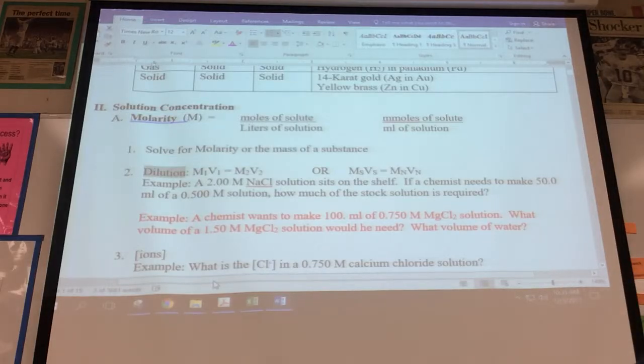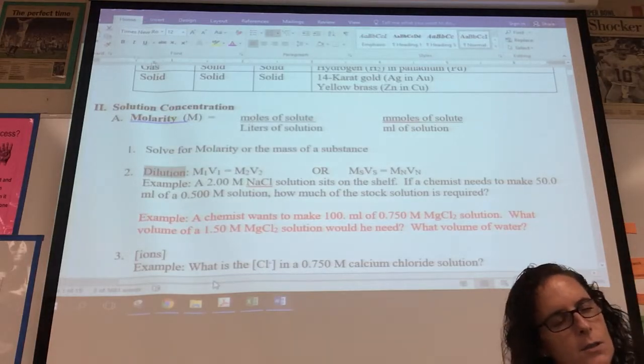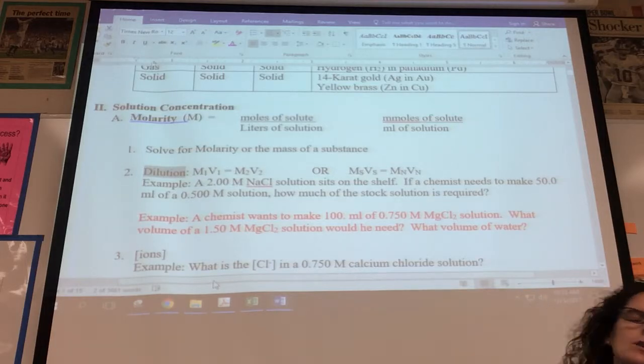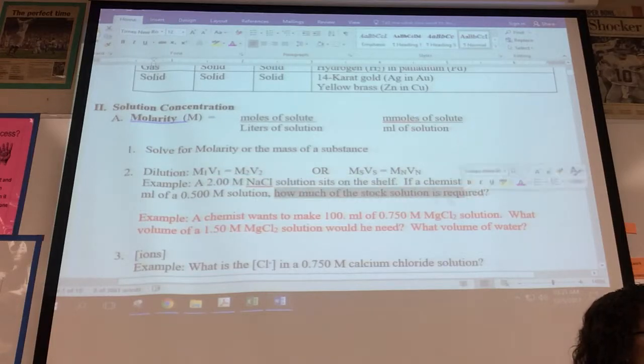You know how to solve for concentrations of new solutions, or how to determine how to make new solutions using dilution. We talked about this earlier in the year. For example, if you have a 2 molar solution of sodium chloride on your shelf, that's your stock solution. That's what you're starting with. If you want to make 50 mL of half molar solution, how much stock is required? What would you do there?